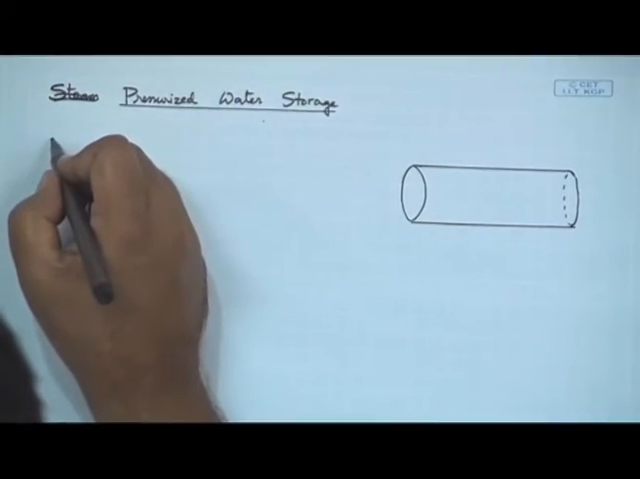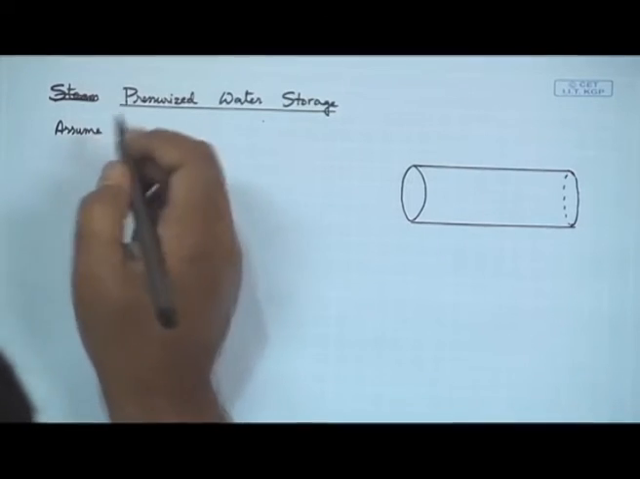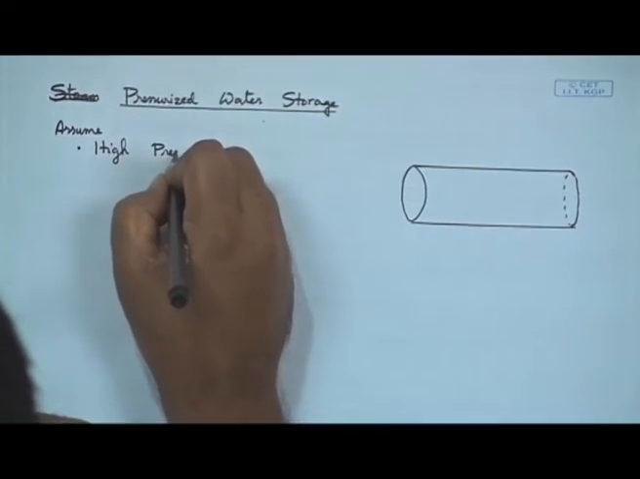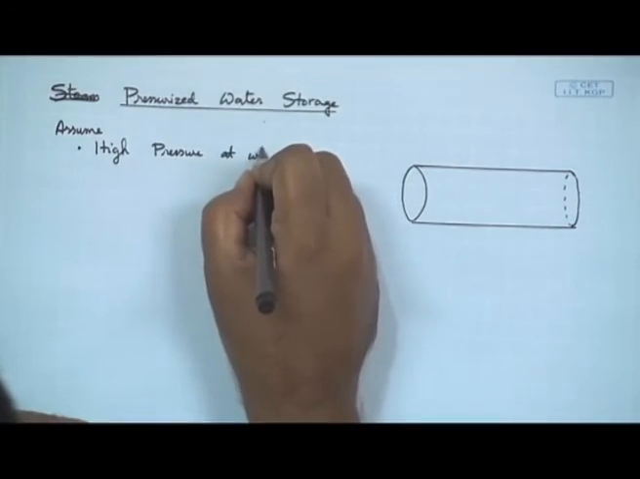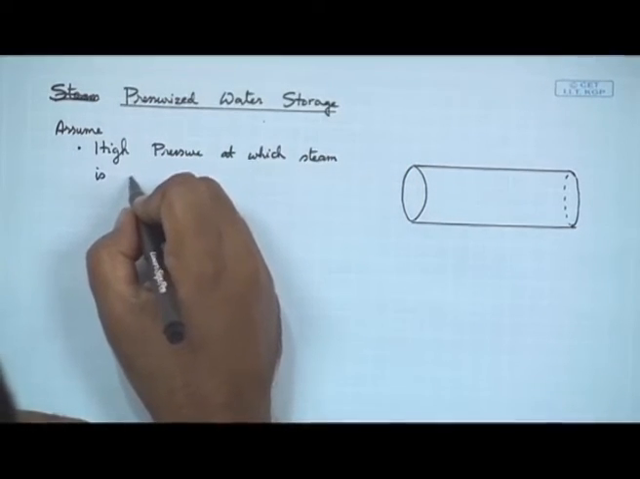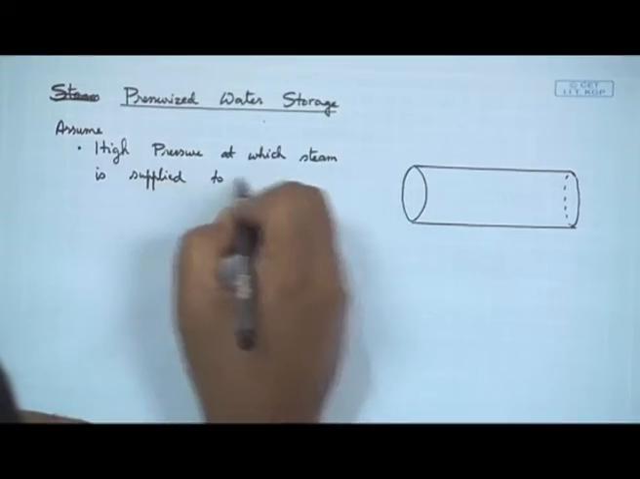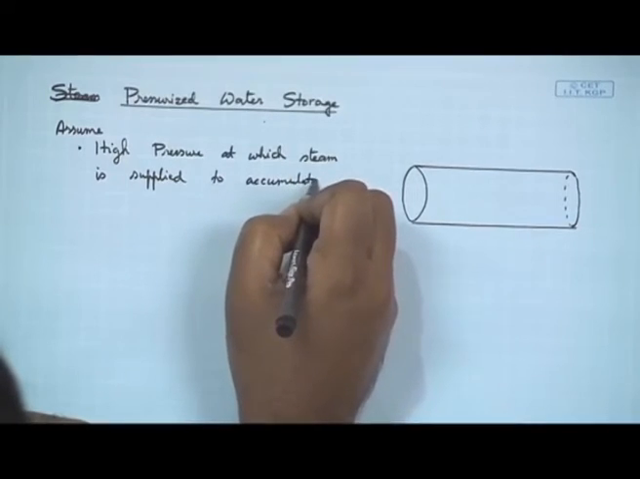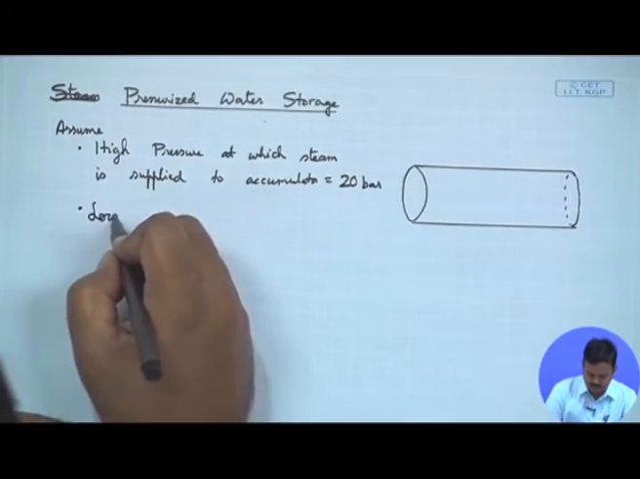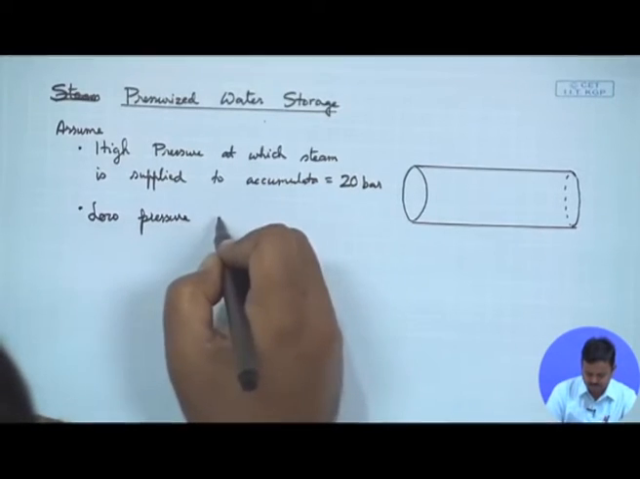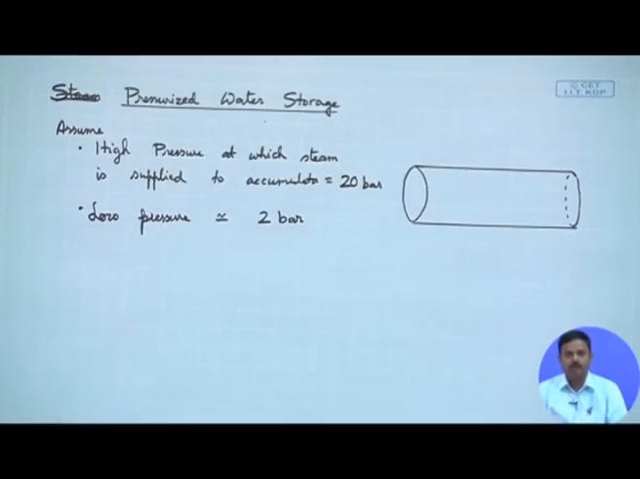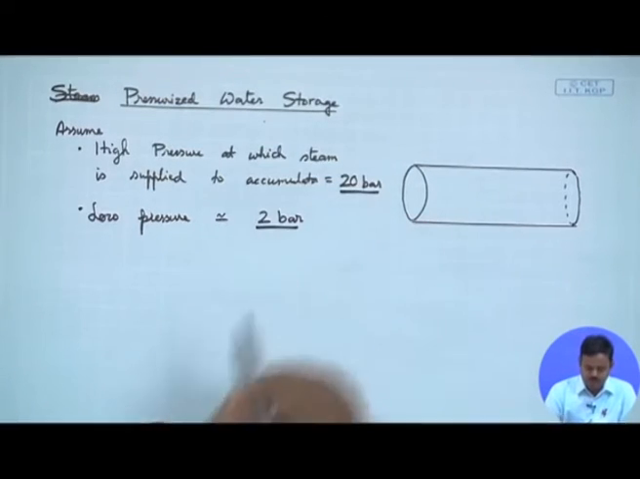Now, let us assume that the high pressure at which steam is supplied to the accumulator is equal to 20 bar, and the low pressure when it is discharged is 2 bar. Okay. So, 20 bar, 2 bar.